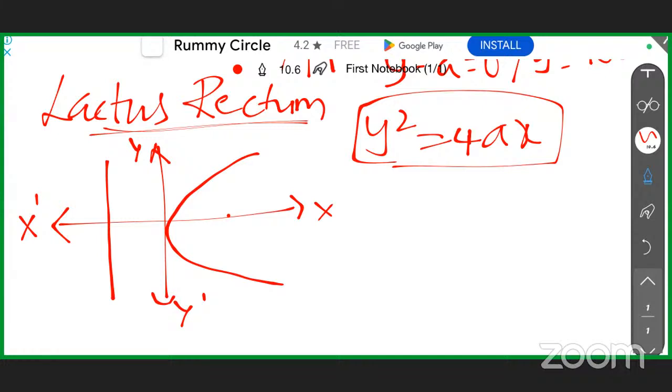Now we have to first learn what is latus rectum. What is this latus rectum? Anybody know? Anybody come across this concept, latus rectum?